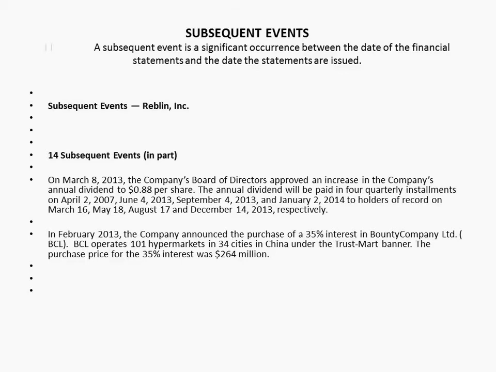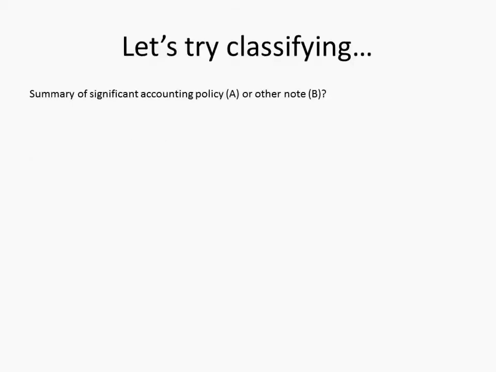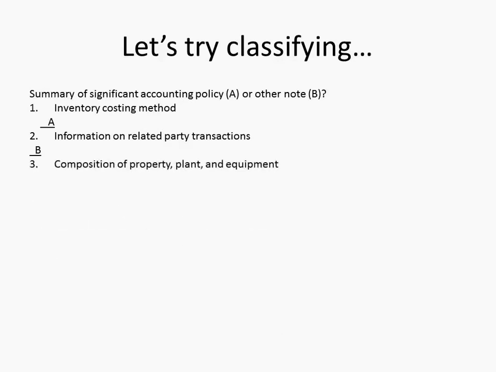So I have a little exercise here. Let's try classifying: is it a summary of significant accounting policy, or is it an other note? Inventory costing method. Yes. Information on related party transactions. Composition of property, plant, and equipment. B: composition, detail, not the method for reporting property, plant, and equipment, but the detail in that account.